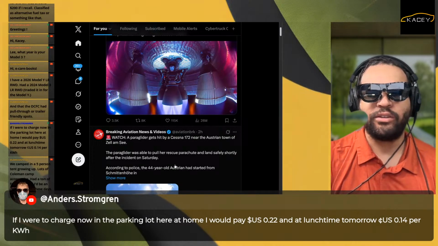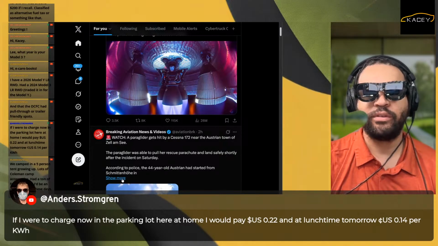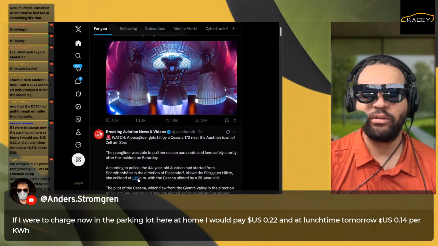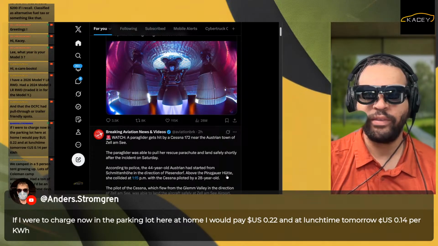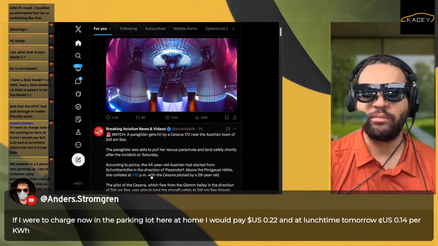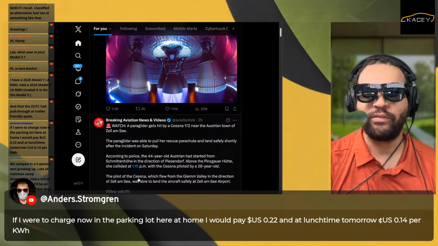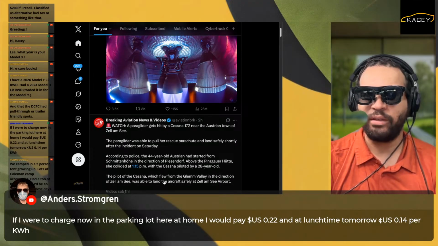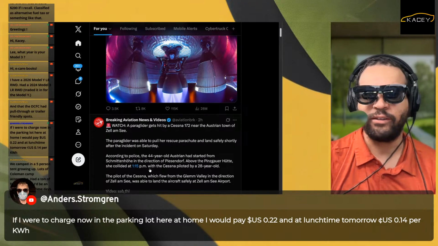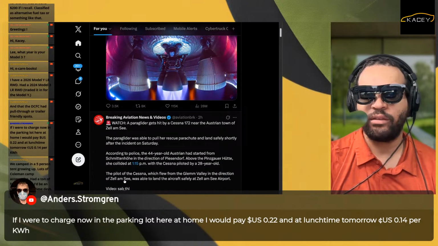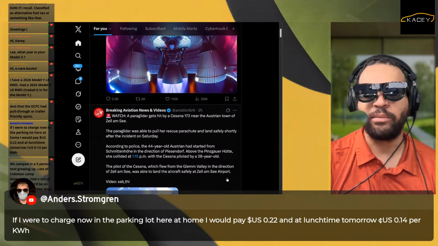According to police, the Austrian had started from Schmittenhof in the direction of Pinzgauer. Started at 1:15 p.m. when the Cessna, piloted by a 28-year-old, flew from the valley in the direction of Zell. The pilot was able to land the aircraft safely at Zell. Okay, so everybody came out all right.